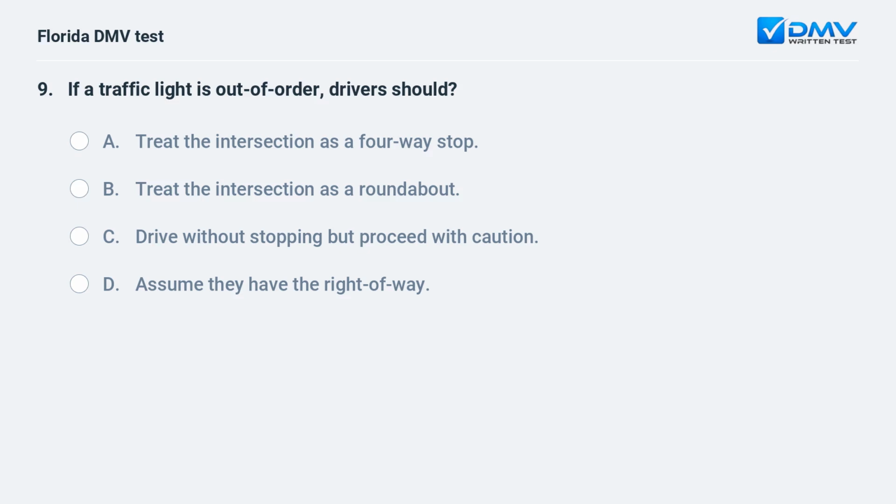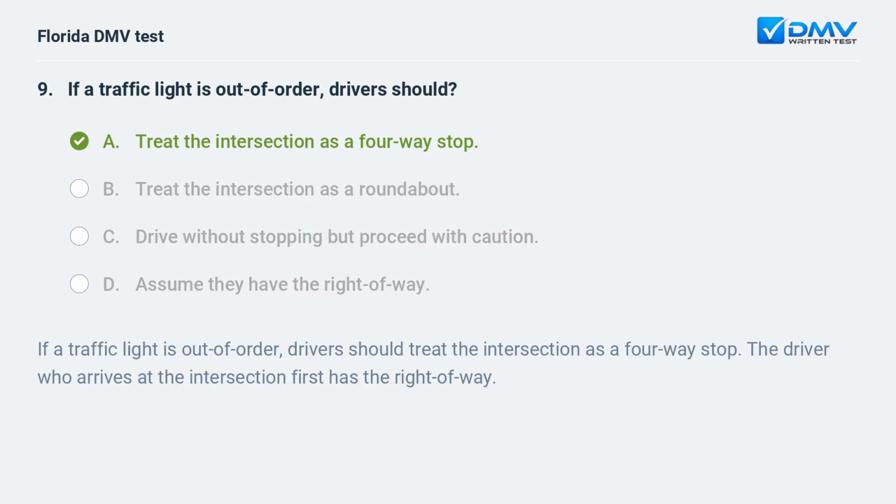If a traffic light is out of order, drivers should A. Treat the intersection as a 4-way stop. B. Treat the intersection as a roundabout. C. Drive without stopping but proceed with caution. D. Assume they have the right of way. A. Treat the intersection as a four-way stop. If a traffic light is out of order, drivers should treat the intersection as a four-way stop. The driver who arrives at the intersection first has the right of way.